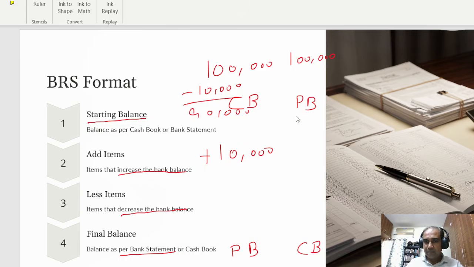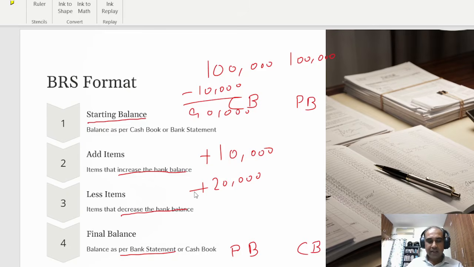Okay, another entry: checks deposited but not cleared by the bank. When the check was deposited, what did I do? I recorded a transaction of plus 20,000. So my cash book has become plus 20,000, whereas this was never recorded in the passbook. So the passbook is lower by 20,000.